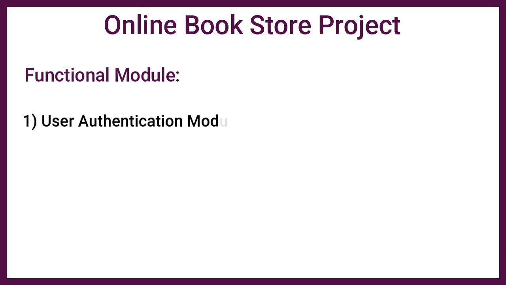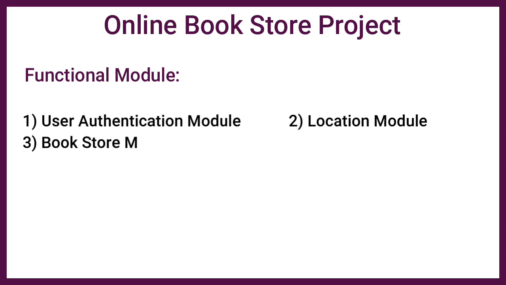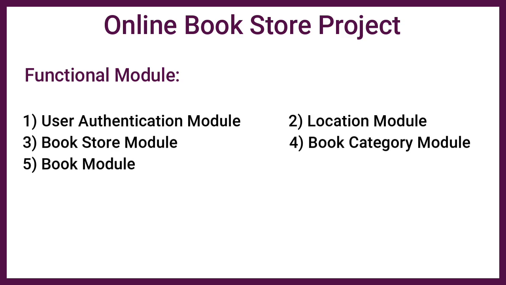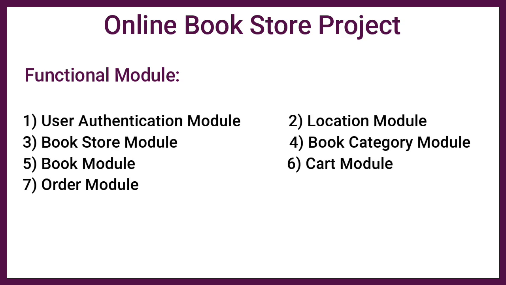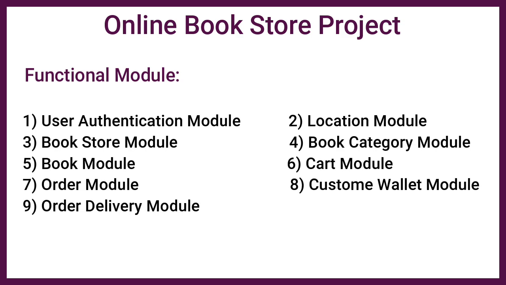Now let's see the functional modules present in the project. The very first and very important functional module is the user authentication module, then we have the location module, bookstore module, bookstore product category module, book module, cart module, order module, customer wallet module, order delivery module, and the last and very important module is the review module, wherein the customer can add a review for the book. So these are just the names of the functional modules. We will see the complete thing in detail in a few minutes, but as of now, let's see the basic overview of the project.